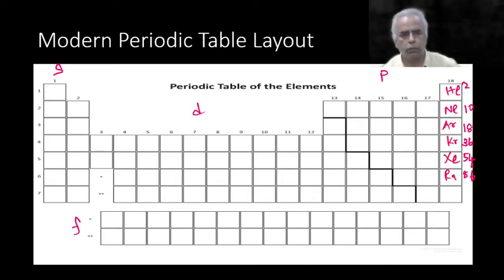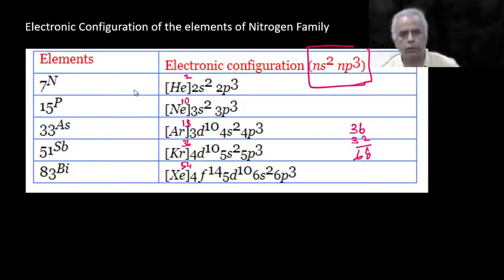So we have now xenon. In that case, xenon 54. So we can add 54 plus 14 plus 10, so that you are able to get the particular value.